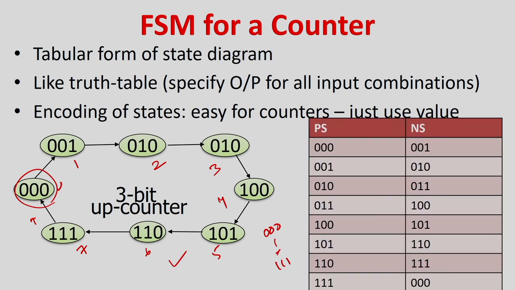If you look at the truth table, you can directly encode the states, which is easy, just the values of the 3 bit counter. Suppose this is the present state 0, then the next state is 0 0 1, that is 1. If the state is 1, the next state is 2. If it is 2, then the next state is 3. In that way it goes directly. So this is a very simple FSM diagram of a counter.